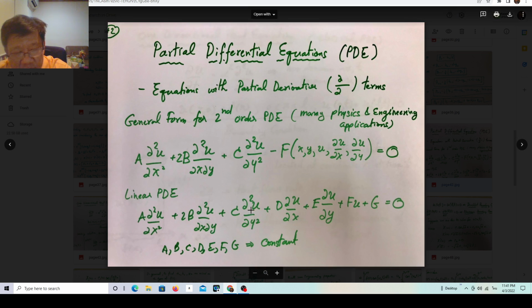It's in the linear form, where the first 3 terms are the same, but the function becomes a constant d times the first order derivative of u with respect to x, plus another constant e times the first order derivative of u with respect to y, plus a constant f times the function u itself, plus a constant g, equal to 0. So this is the general type of what we call the second order linear partial differential equation.